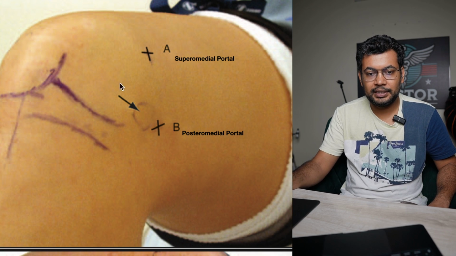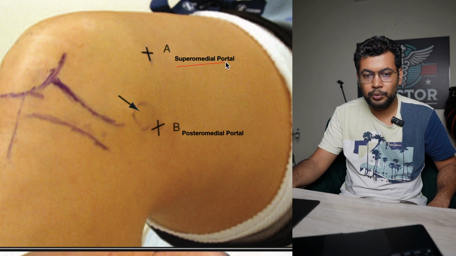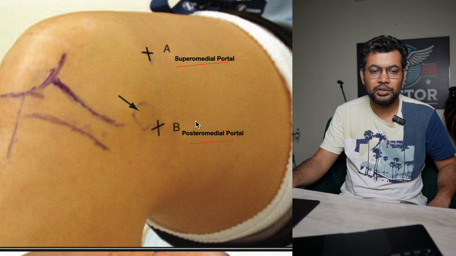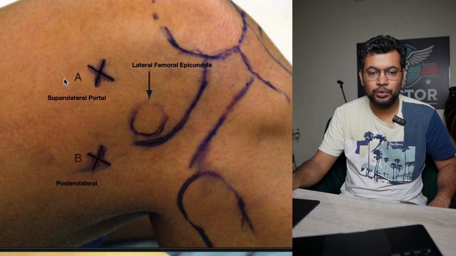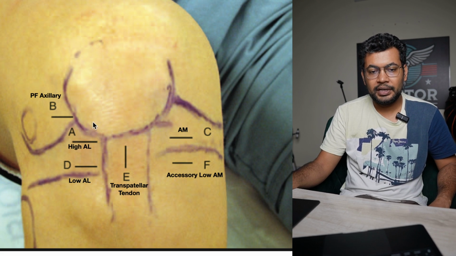Similarly, if we look at the medial side, there are two portals. One is a superomedial portal, one is a posteromedial portal. So we will look at these portals in detail. Similarly, on the lateral side, there is a superolateral portal and a posterolateral portal. So we will look at these portals. So let's look at the anterolateral portal.